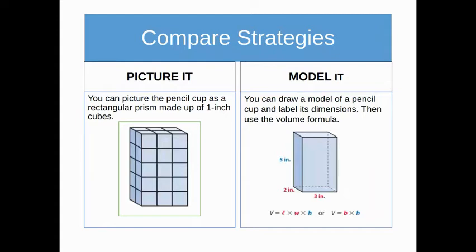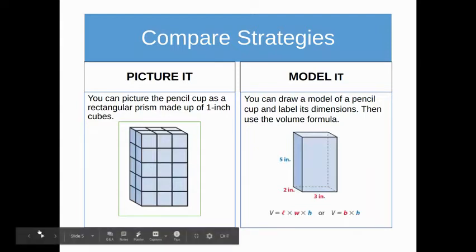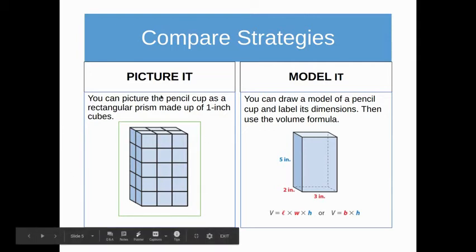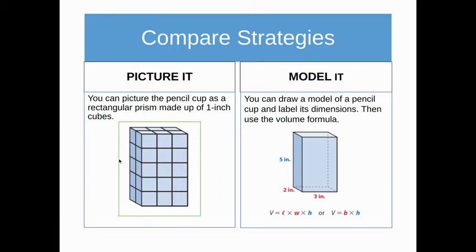Now let's take a look at 2 ways that we could actually solve this problem. So one way is actually using a picture. You can picture the pencil cup as a rectangular prism made up of 1-inch cubes. And here we've used the cubes to build it. And that is making a picture in our heads and thinking to ourselves what that would look like using 1-inch cubes.